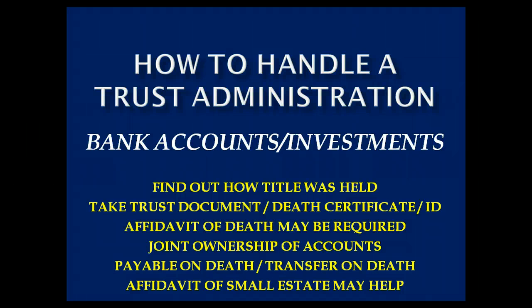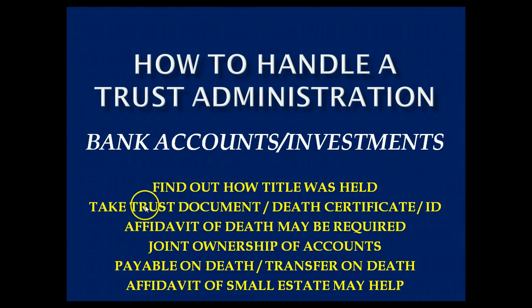Next in your list of things to do is you want to collect and find out all the different bank accounts and investments that the person had. The first thing you need to do is you have to take a look at how title was held. So you have to actually look at the statement and see what appears on the statement. Is it just the individual's name? Is it the name of the trust? Is it jointly owned with somebody?